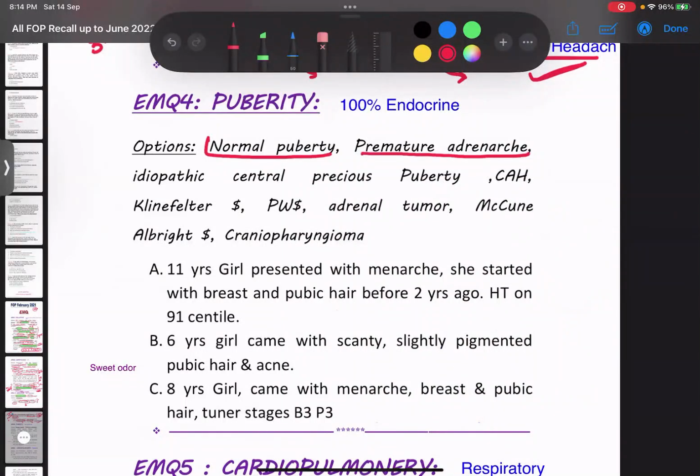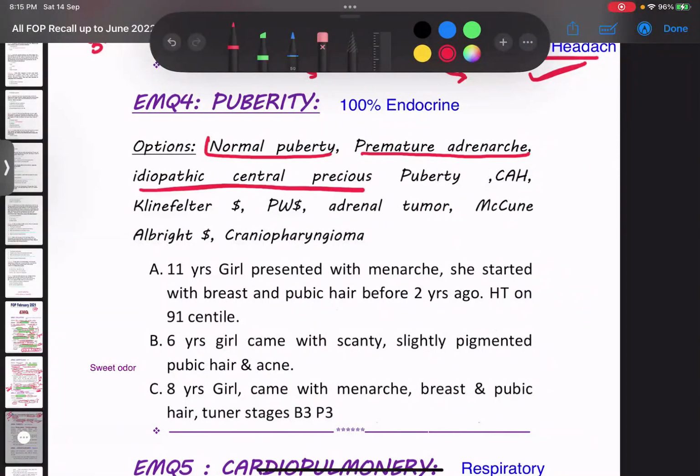Premature adrenarche is a feature of precocious puberty, correct? But in case of premature adrenarche, there will be features of increased testosterone. What are those? Axillary hair, pubic hair, adult type of body hair, and then increase in the height, blood pressure, etc. These are premature adrenarche features, meaning increased adrenal androgen features.